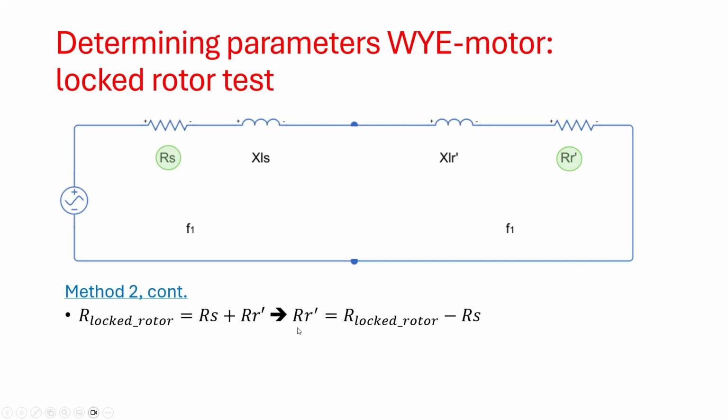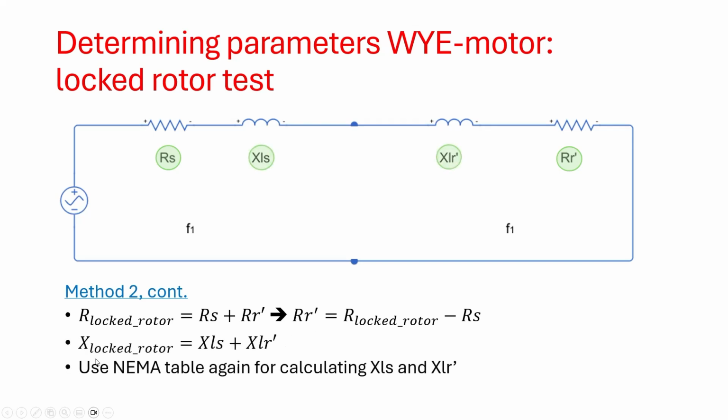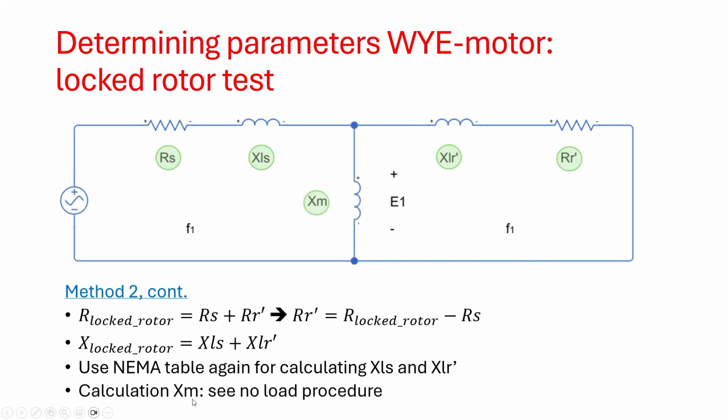Well, when we have the locked rotor resistance, and we calculated in a former test, in the DC test, RS, we can now calculate RR, and by having the X locked rotor, which is equal to XLS plus XLR, we can use the NEMA table again for calculating both XLS and then XLR. And of course, we can calculate again XM by using the formula as presented in the no-load procedure. Well, having done that, we now have all the parameters.